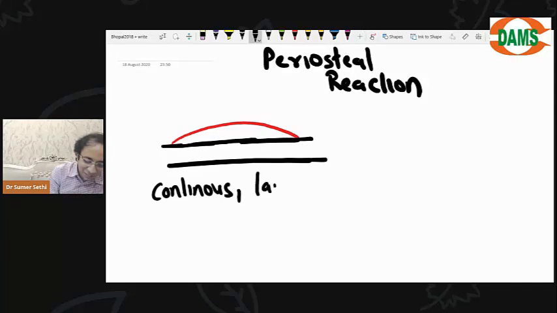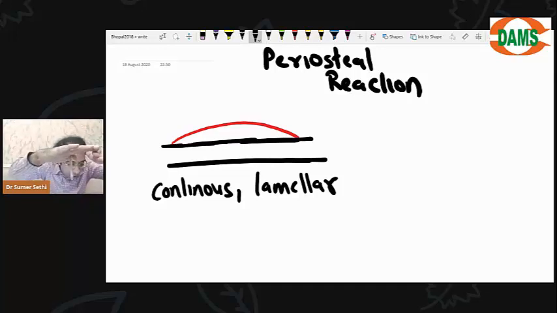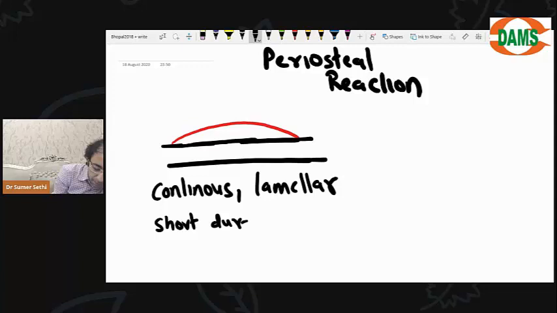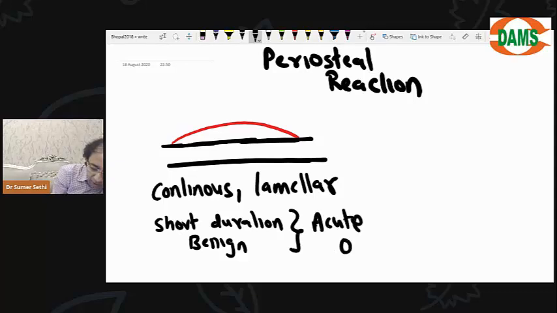Continuous lamellar periosteal reaction. Okay, everybody now, let's see. Listen to me. If the periosteum is elevated, but you see a continuous shell of bone over it, continuous, that means we are looking at a short duration benign illness like acute osteomyelitis.